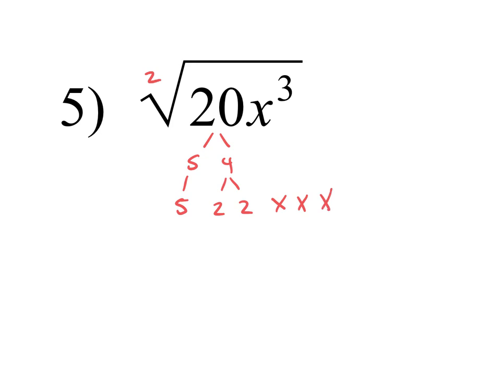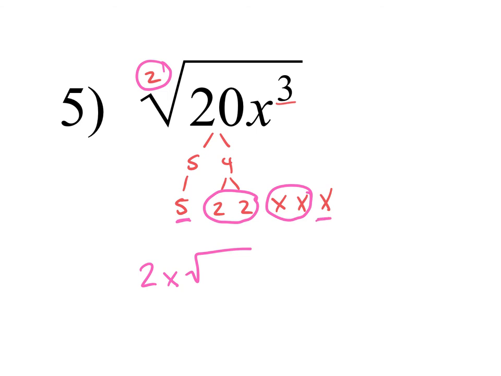And how many x's do we have? 3. X to the third power means we have 3. So I'm circling groups of what? 2. Groups of 2. So I have 2 2s and I have 2 x's. So what's going to come to the outside? 2x. And what stays on the inside? 5x. Whatever doesn't get circled stays on the inside.